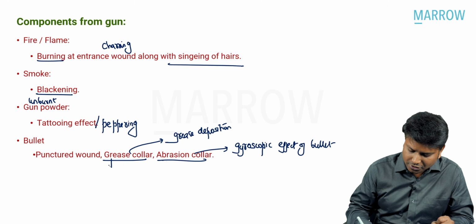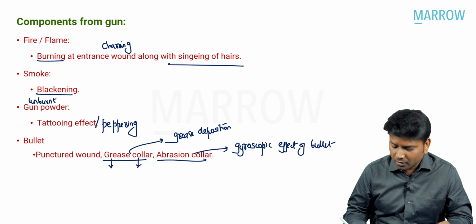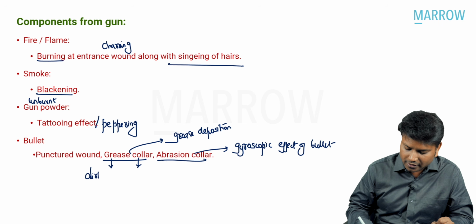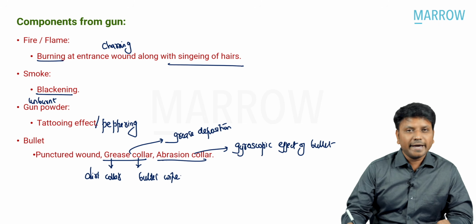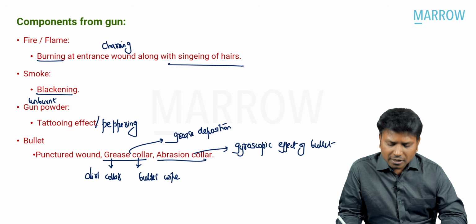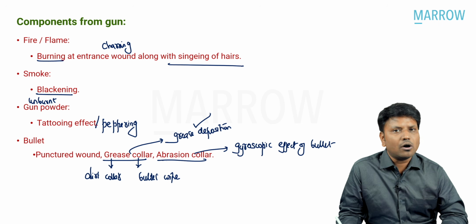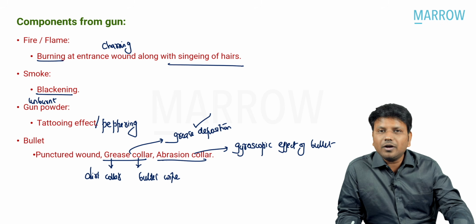In one of the examinations, they asked about the synonym of grease collar. Grease collar is also called dirt collar. It is also called bullet wipe. In one of your AIIMS exams, they asked this question: bullet wipe is due to dash. It is due to grease or lubricant. That's called bullet wipe, which is nothing but the other name of grease collar.